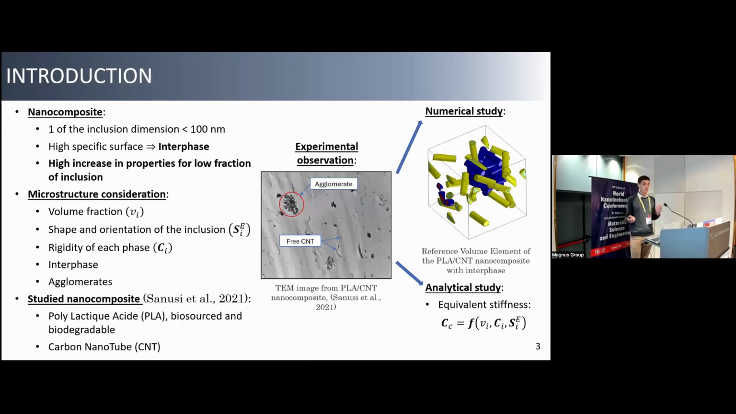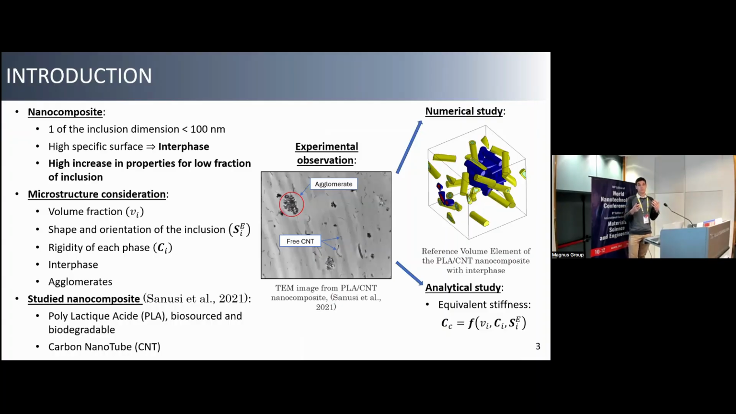Nanocomposites are made of inclusions that have a dimension below 100 nanometers, and therefore it leads to a high specific surface. So the surface of contact compared to its volume is really high. At this surface of contact, an interface is formed due to the reaction between the two media, and it leads to a high increase in properties for a low fraction of inclusion.